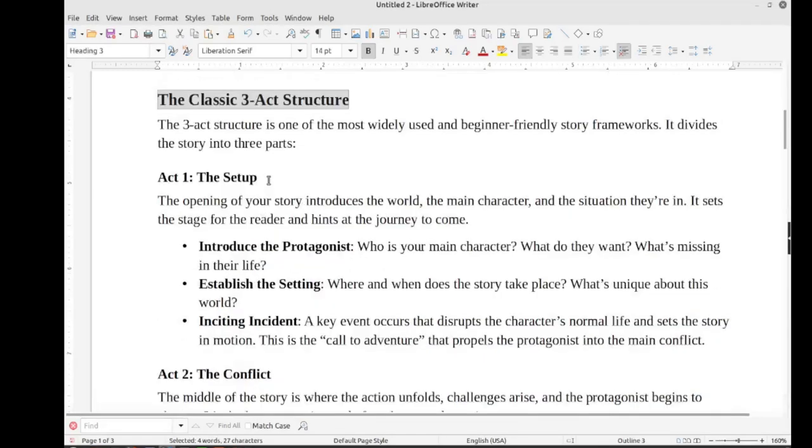So, Act 1 is the setup. It's the opening of your story. It introduces your world, the main character, and the situation that they're in. It sets the stage for the reader and hints at the journey to come. So let's take a look at a setup of a story.